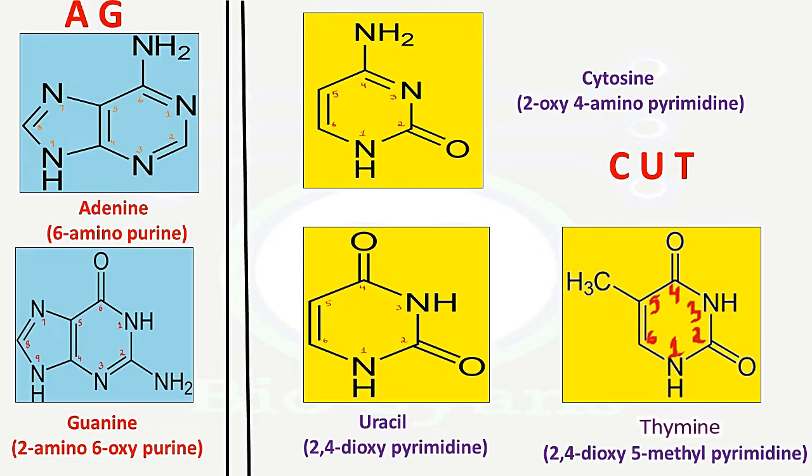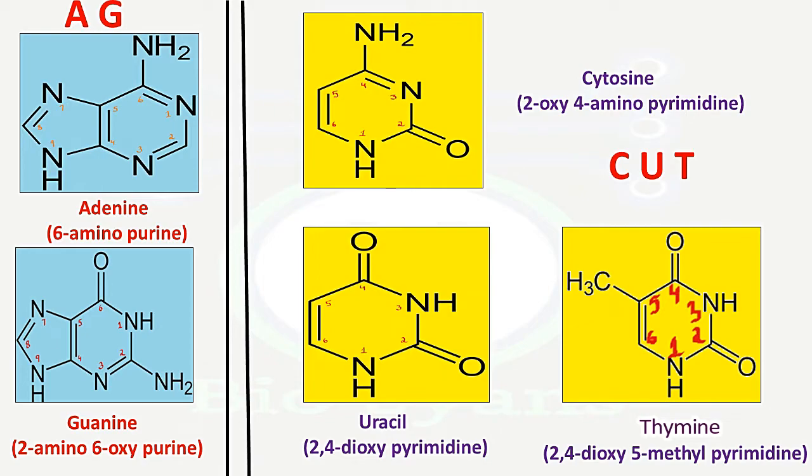As we saw, the blue box contains the purine and the yellow box contains the pyrimidine, and if you see the structure, the purine is bigger, or you can say larger in size, than the pyrimidine.